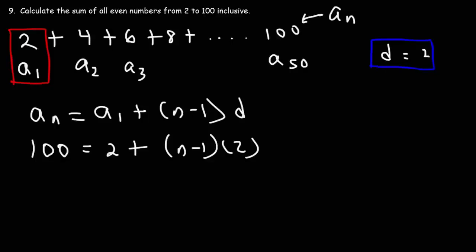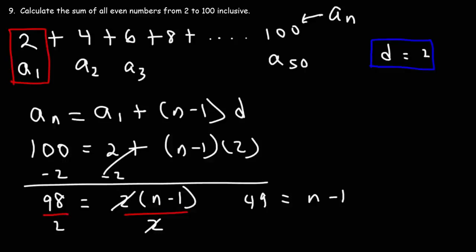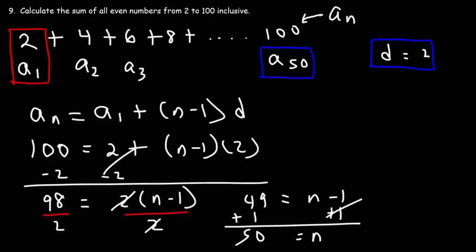So let's begin by subtracting both sides by 2. 100 minus 2 is 98. And this is going to equal 2 times (n minus 1). Next, we're going to divide both sides by 2. 98 divided by 2 is 49. So we have 49 is equal to n minus 1. And then we're going to add 1 to both sides. So n is 49 plus 1, which is 50. So that means that 100 is indeed the 50th term. So we know that n is 50.